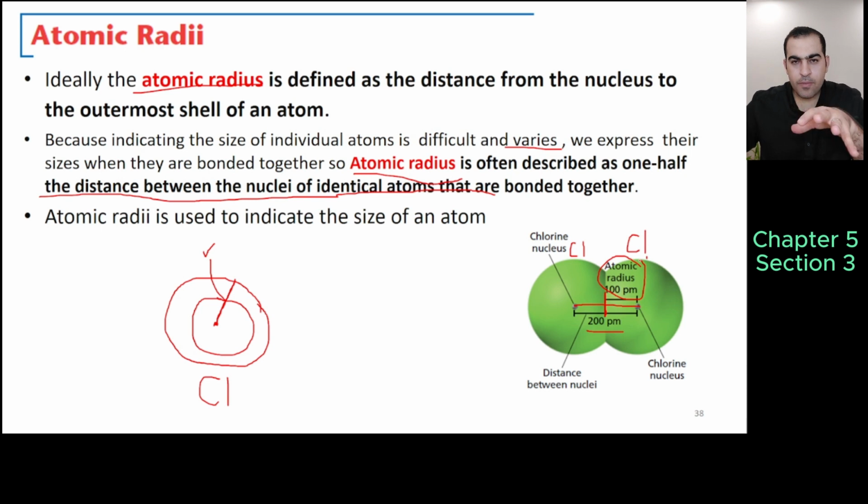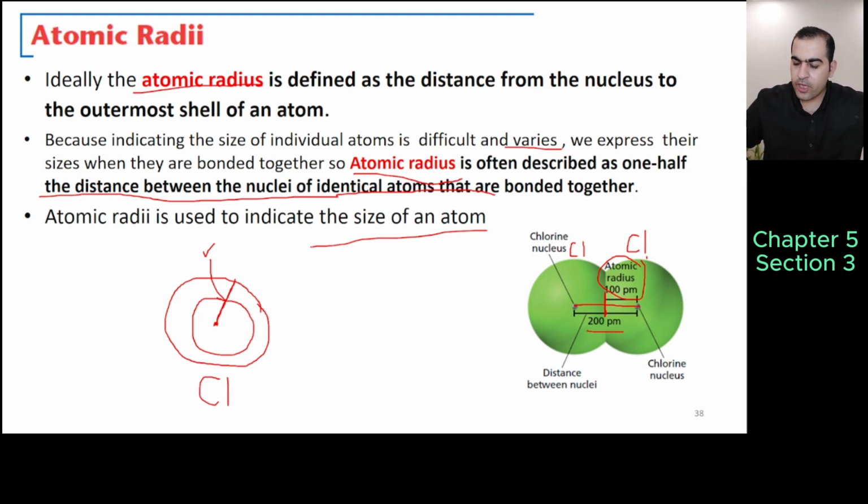So atomic radius, we can say ideally, is the distance from the nucleus to the outermost shell. This is the size of the atom, but it's difficult, it varies, and it's difficult to indicate. So we're going to use another method when they're bonded together. For example, diatomic molecules are going to be like that. For metals also, they bond to each other by metallic bond. Later we'll talk about that. Okay, so atomic radii is used to indicate the size of the atoms. Now we know how the size of atoms is indicated.